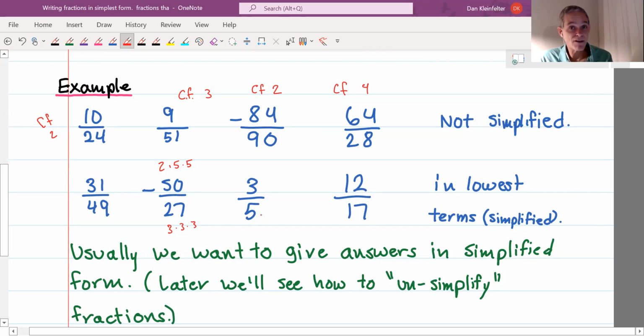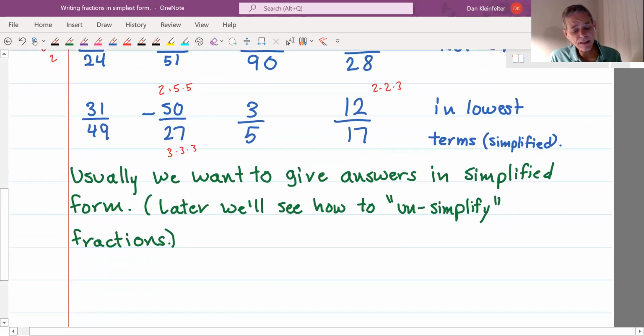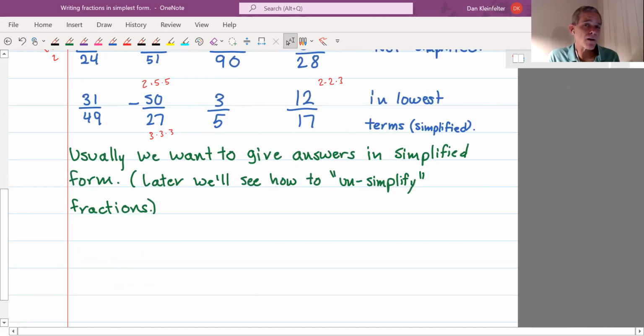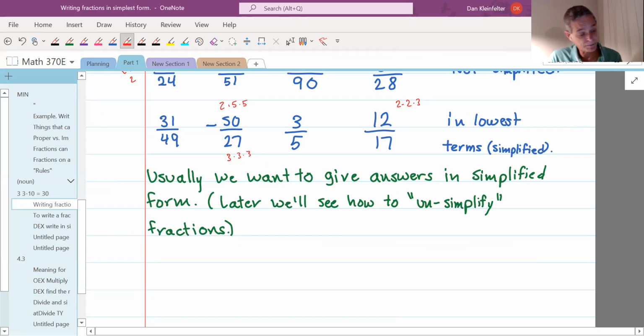3/5, both 3 and 5 are prime. It's a simplified fraction. 12/17, 12 is 2 times 2 times 3, and 17 is prime. And so this one is in lowest terms or is simplified. Typically in this course and in virtually all math courses, you want to give answers to fraction problems in simplified form, that is in lowest terms. So develop the habit of simplifying your fractions automatically, unless some direction words tell you to leave a fraction unsimplified. Later on, we're going to see how to unsimplify fractions.